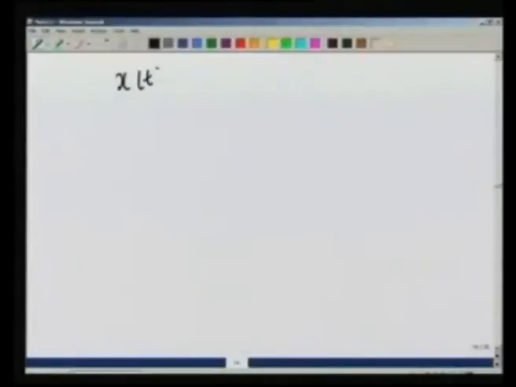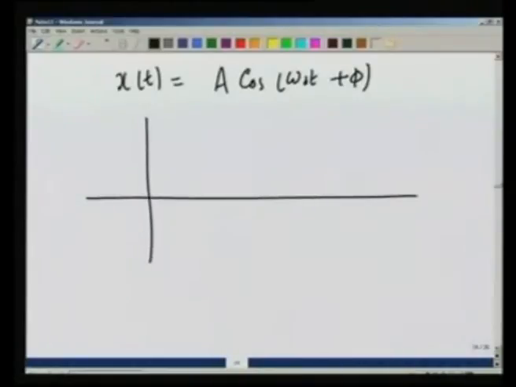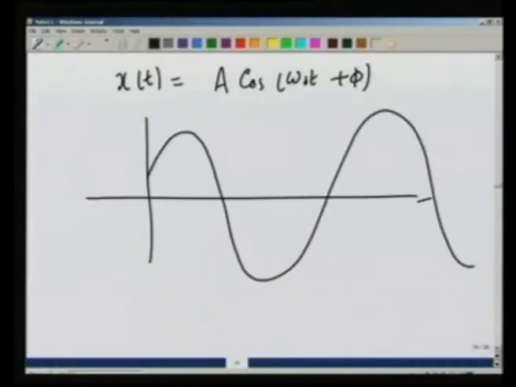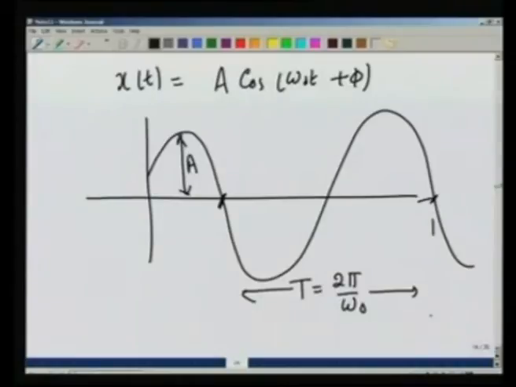Let us try to see how this motion looks. So, let me just write x(t) is equal to A cosine of omega_0 t plus phi. How does this motion look? In general, this would look something like this, where this maximum distance is going to be A, the time between these two equivalent points is going to be T equal to 2 pi over omega_0, and this initial displacement is A cosine of phi.